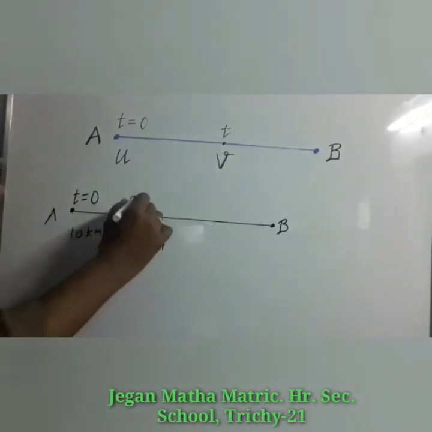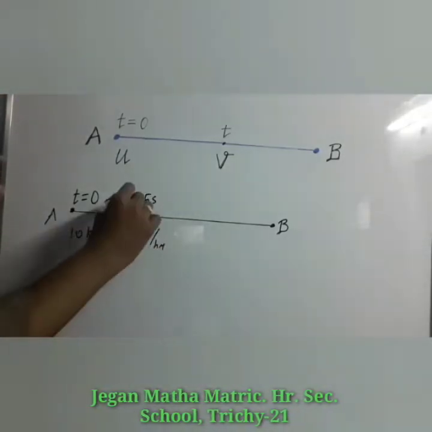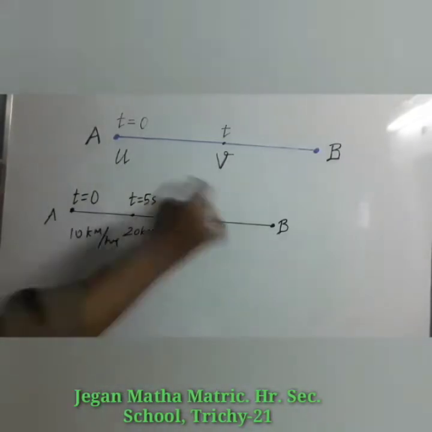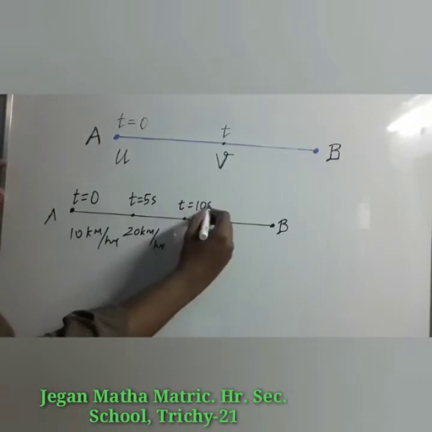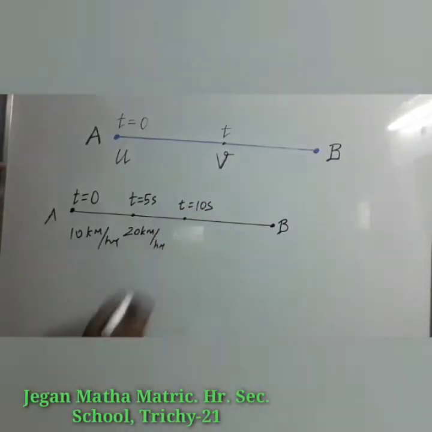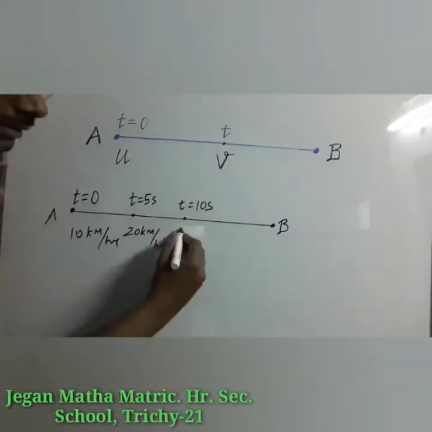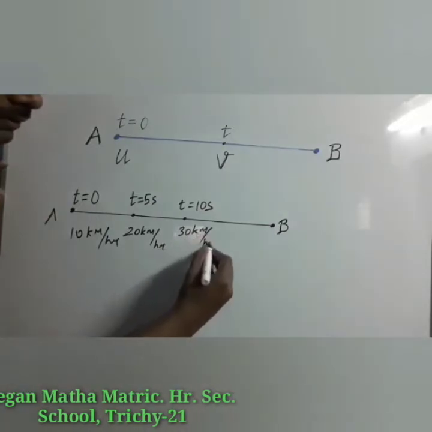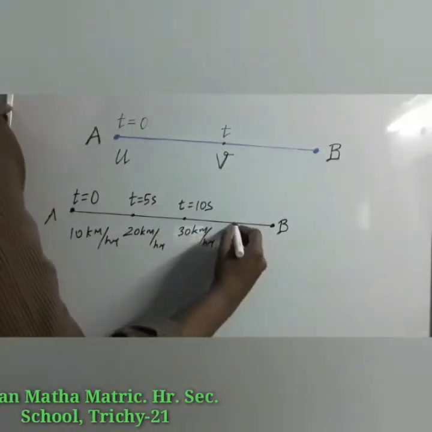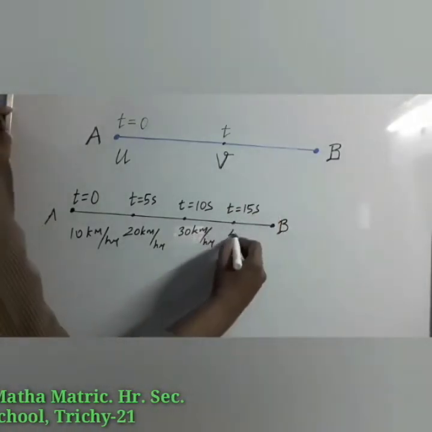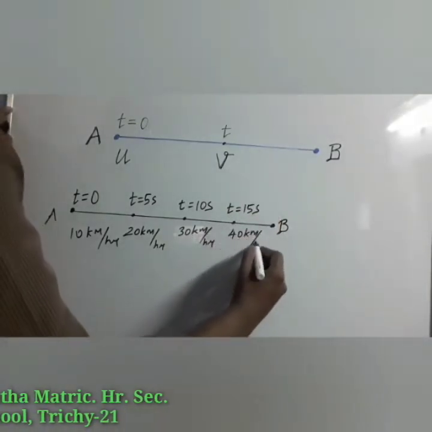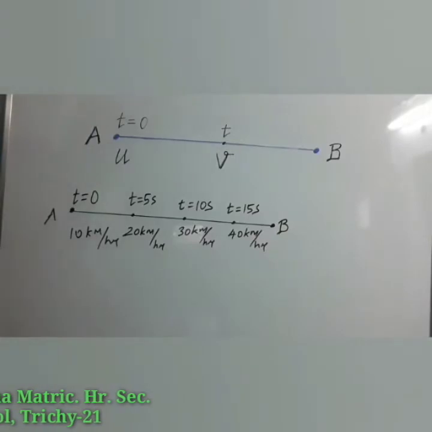So what is the timing? After 5 seconds. In the next 5 seconds, so what will be the value of time? 10 seconds. Here the velocity of the object is 30 km per hour. The next 5 seconds, I am going to take the velocity value. That means t is equal to 15 seconds. Here it is exactly 40 km per hour.